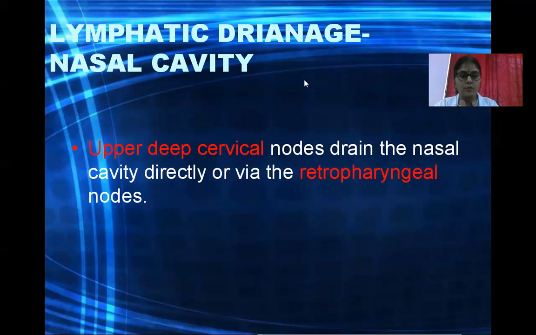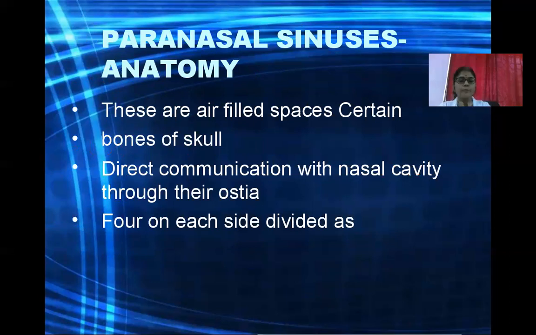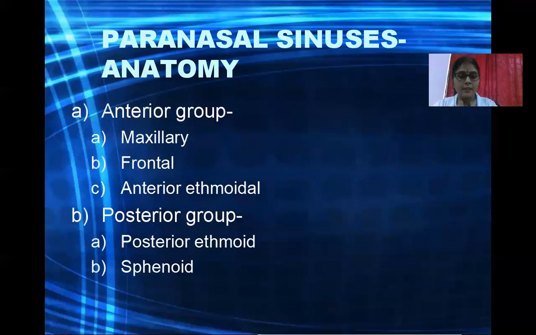Now to the anatomy of paranasal sinuses. Paranasal sinuses are nothing but air-filled spaces in the bones of the skull. There is direct communication with the nasal cavity through their ostia. There are 4 pairs of paranasal sinuses, divided as anterior group and posterior group. The anterior group are the maxillary sinus, frontal sinus, and anterior ethmoidal sinuses, whereas the posterior group constitutes the posterior ethmoid sinus and sphenoid sinus.